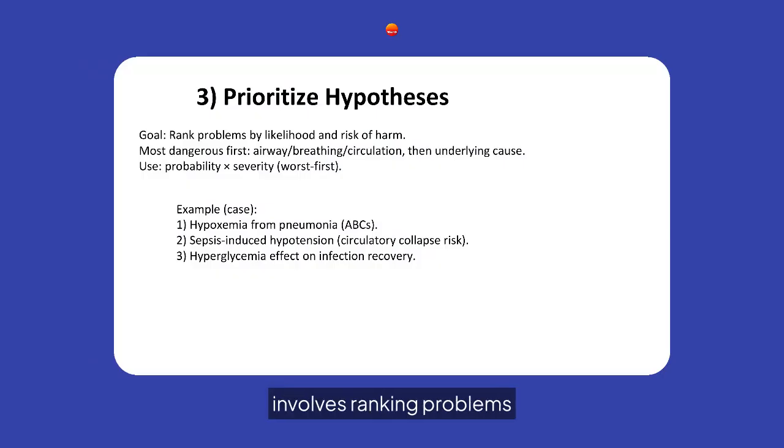Prioritizing hypotheses involves ranking problems by likelihood and risk. Address the most dangerous issues first, such as airway and circulation. In our case, hypoxemia from pneumonia and sepsis-induced hypotension are top priorities, followed by hyperglycemia's impact on recovery.